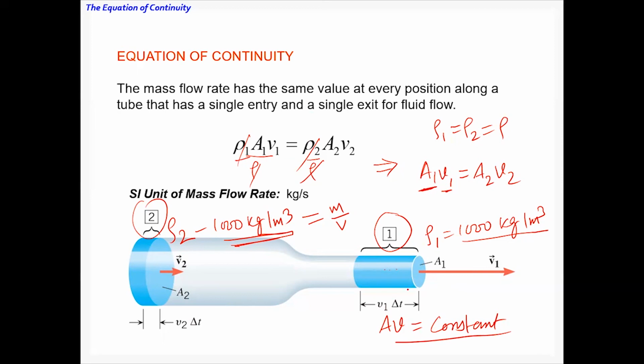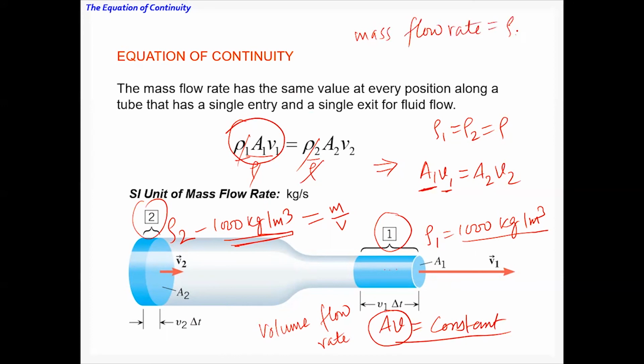By the way, this A times v is also called volume flow rate. What is this called? Volume flow rate. This is called mass flow rate: mass flow rate equals rho A v, and volume flow rate is A times v. Volume flow rate can be denoted by Q.